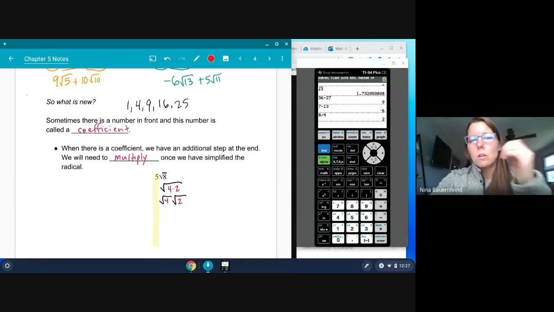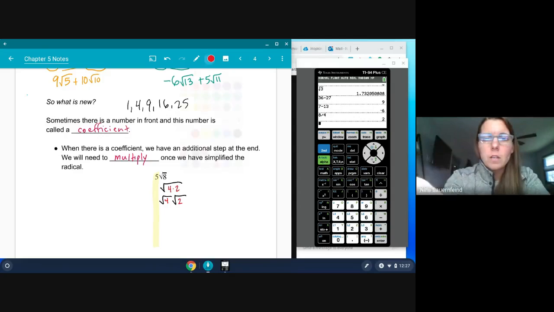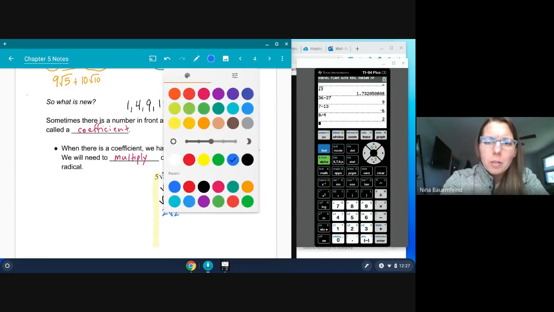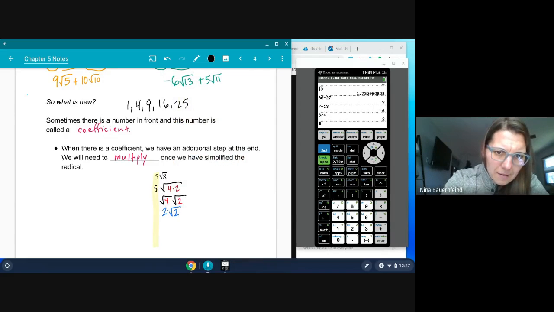What is the square root of 4? 2. So we're going to have 2 square root 2. This means times when they're touching. Now I'm going to drop this 5 in front of each step that we write. When it touches, that means multiply. Just like here, this means multiply. We just don't usually write it.